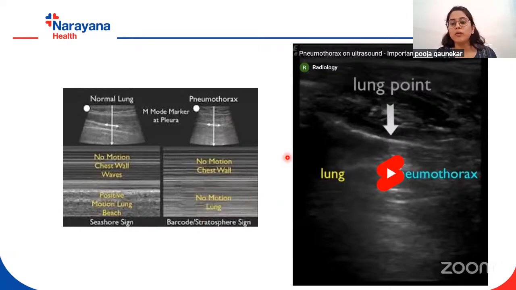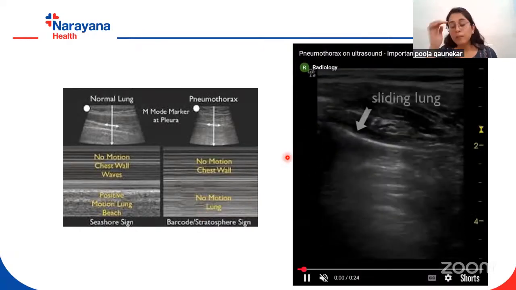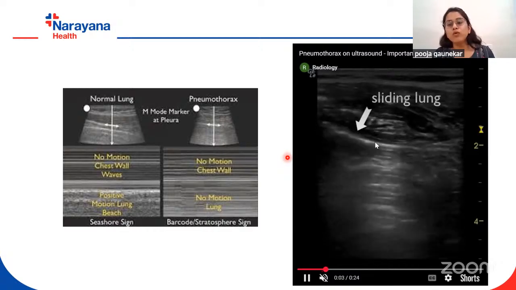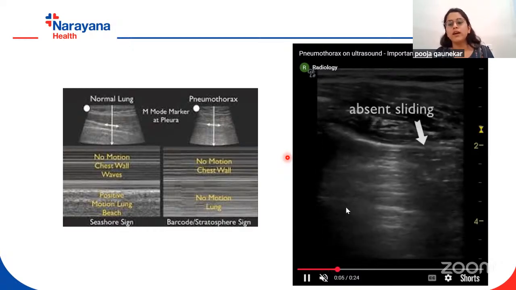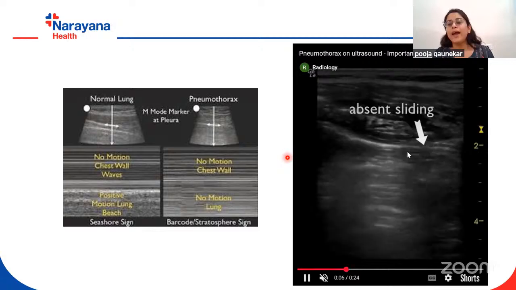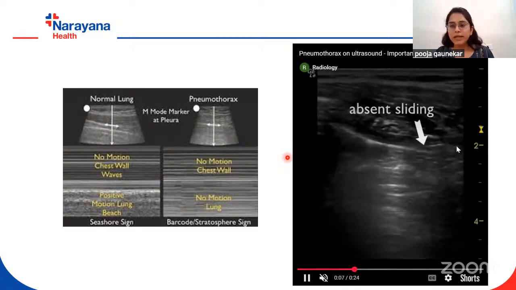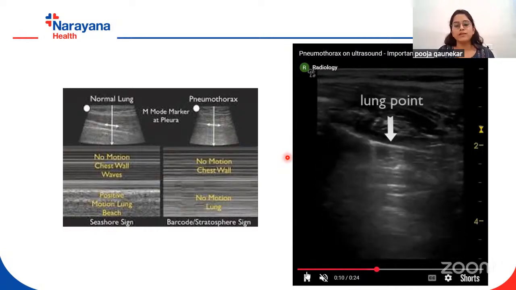The other thing that we have to see on POCUS is the lung point. The lung point is the point where you will see the moving sliding pleura and the moving lung below it, and non-moving pleura. The point where they both meet is the lung point, and this, if you are able to find, is almost always suggestive of pneumothorax.